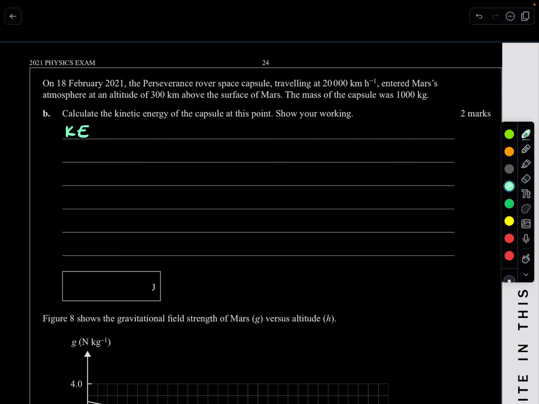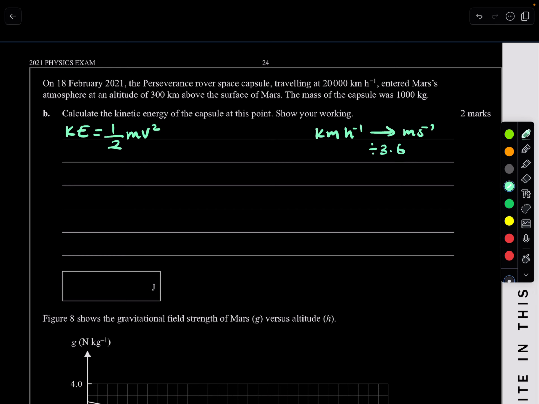Beautiful. So we know kinetic energy is half mv squared. We know the mass of the capsule, and we want the velocity, but be careful. The velocity is given in kilometers per hour. We want to make sure it's in meters per second. You should remember from unit 2 physics that to convert kilometers per hour to meters per second, you just divide by 3.6.